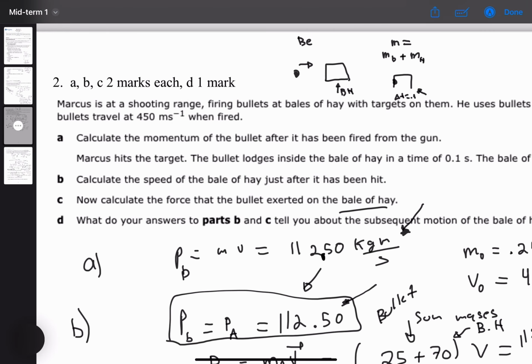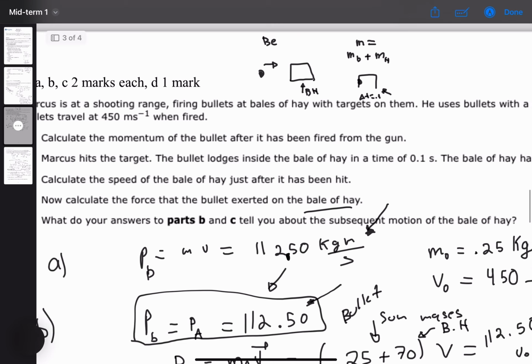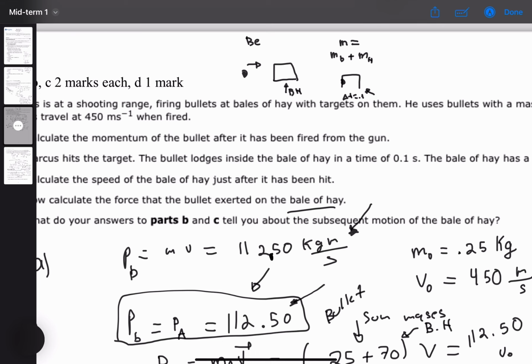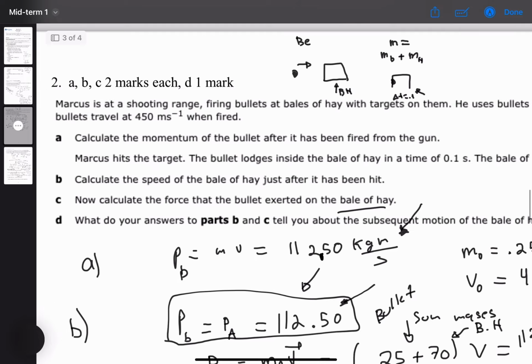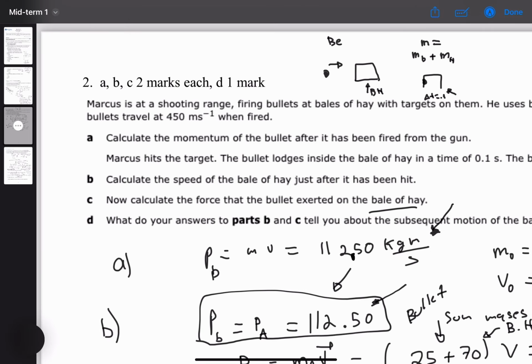Then for letter B, Marcus hits the target. The bullet lodges inside the bale of hay in a time of 0.1 seconds. The bale of hay has a mass of 70 kilograms. Calculate the speed of the bale of hay just after it has been hit.